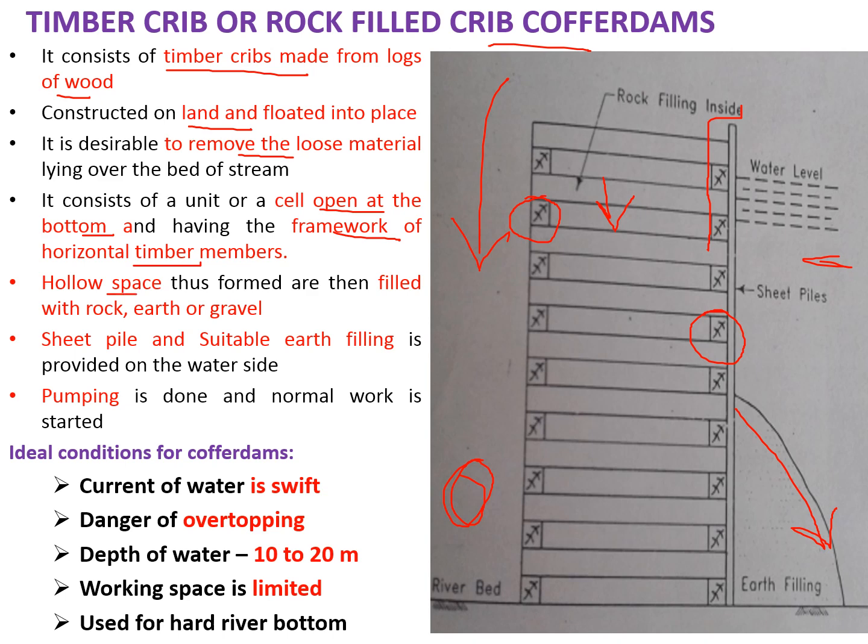So generally the hollow space which is formed here is filled with rock between the timber cribs and the sheet pile; I have already explained everything in the figure. So ideal conditions for such a cofferdam: if it is a swift current, danger of overtopping is there, depth of water is 10 to 20 meters, and limited working space is available.